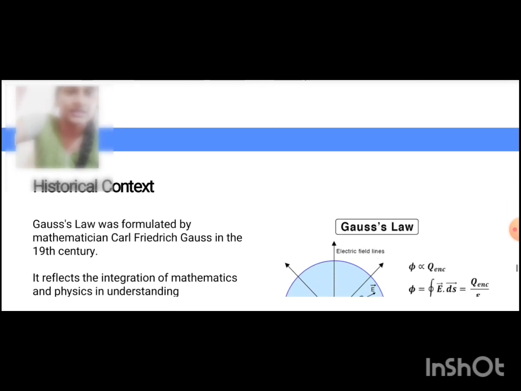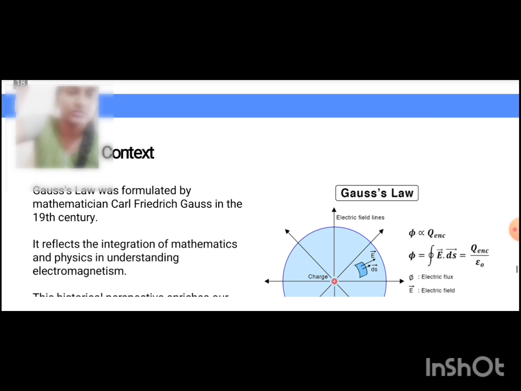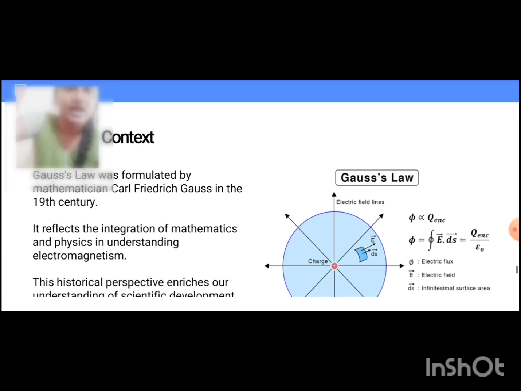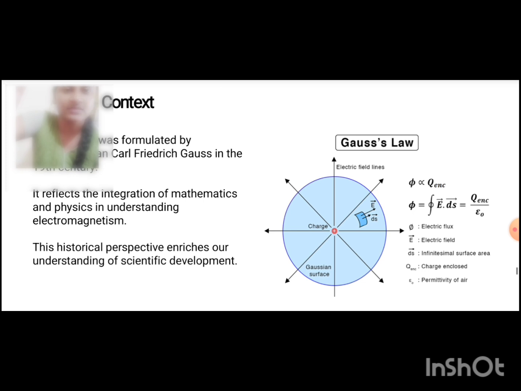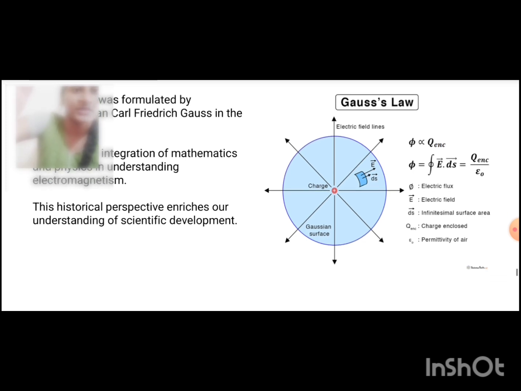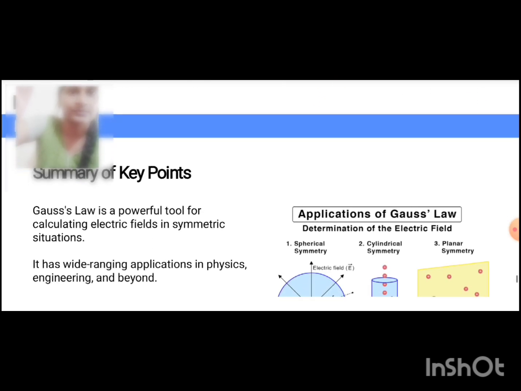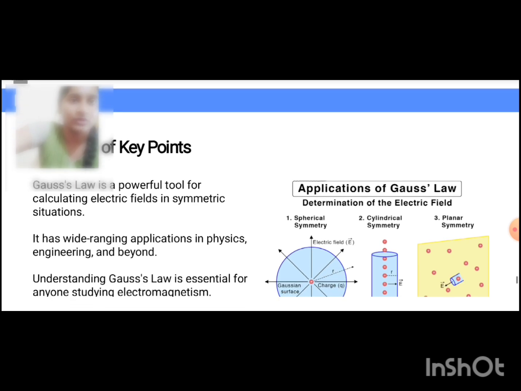So, historical context of Gauss law. Gauss law was formulated by mathematician Carl Friedrich Gauss in the 19th century. It reflects the integration of mathematics and physics in understanding electromagnetism. So, this historical perspective enriches our understanding of scientific development. So, as shown in the image, these are some key points summarizing Gauss law.